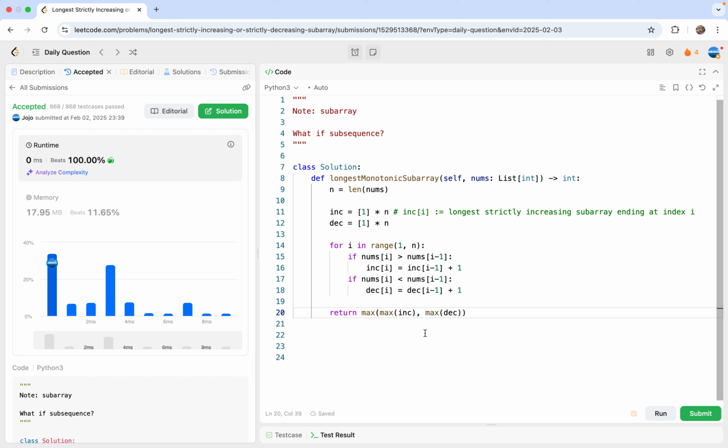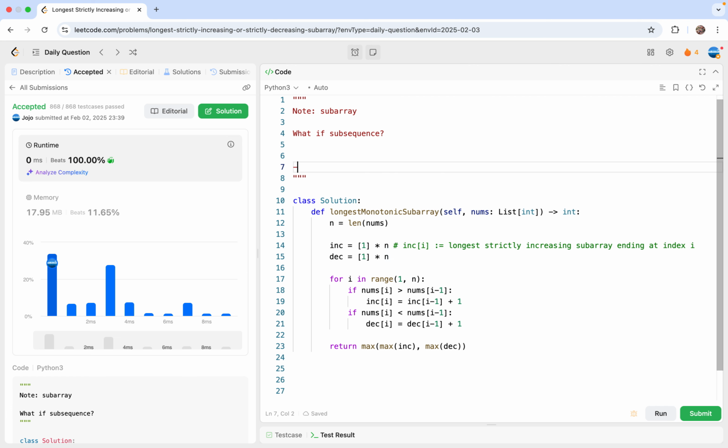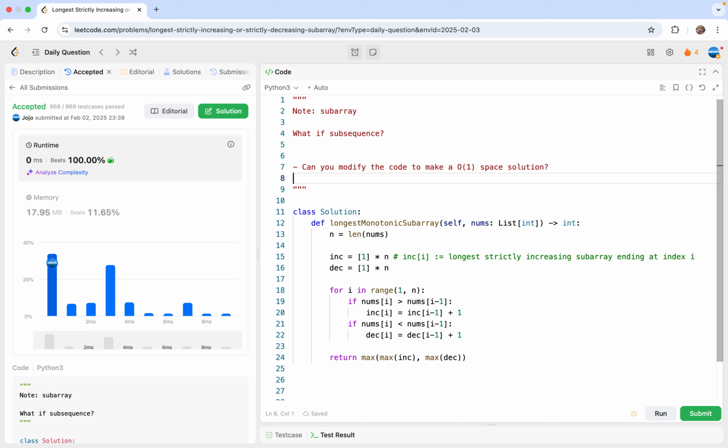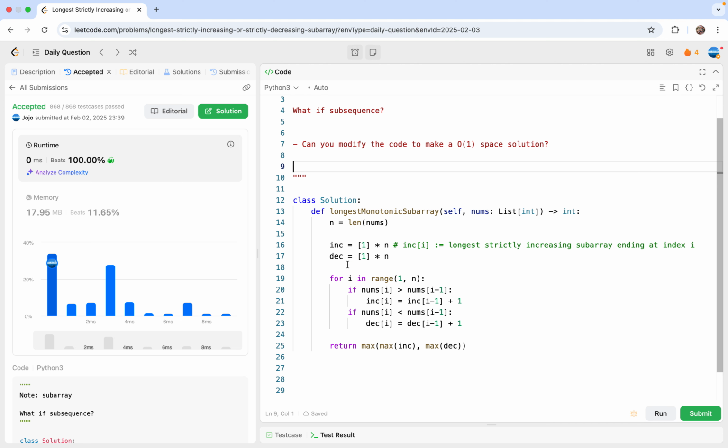Now let me give 2 comments. First is that in this one, for sure the time complexity is O(n). And the space complexity here is also O(n). But the first question is, can you modify the code to make an O(1) space solution? I guess this is very straightforward, right? You just need to introduce 2 running variables or more, at most 4 if you like. So this is the one comment.